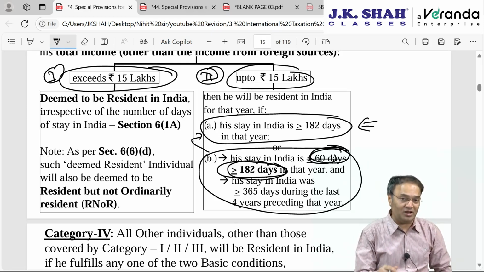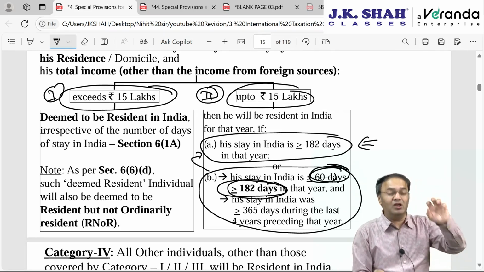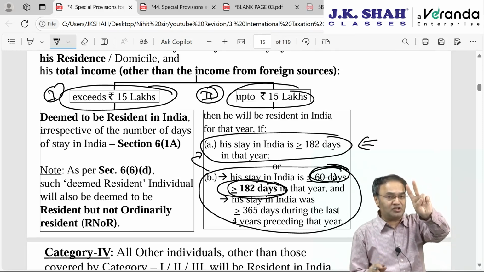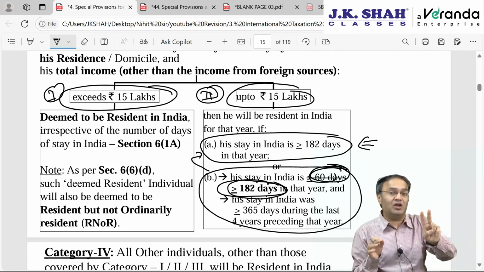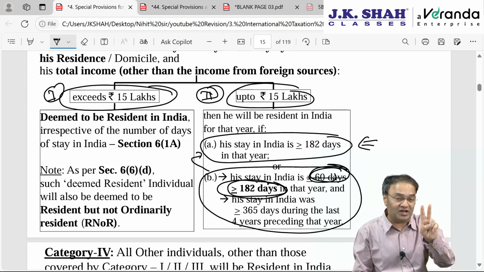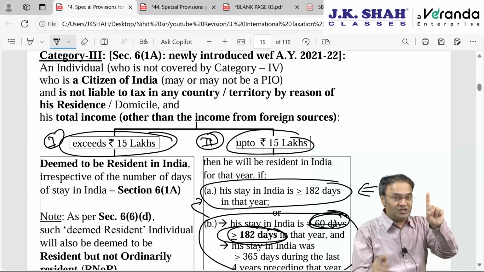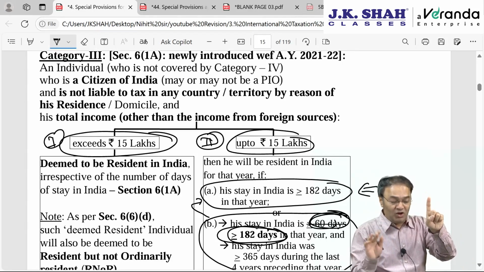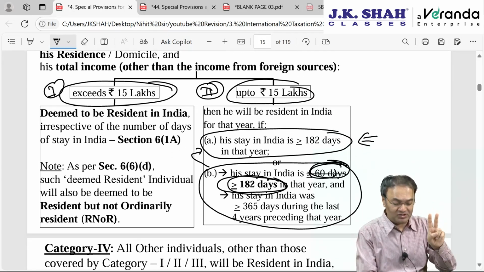He is automatically resident. However, if his Indian income exceeds 15 lakh, this is the most important category. Number 1, he is an individual, plus number 2, is not liable to be taxed in any other country by reason of his domicile or by reason of his residency in that country. That is second condition. And third condition is, number 1, he is citizen of India, may or may not be person of Indian origin, but he should be citizen of India, plus his Indian income exceeds 15 lakh rupees.